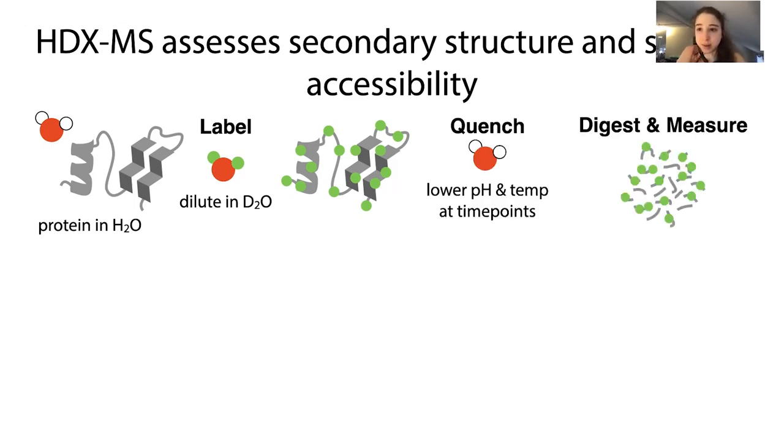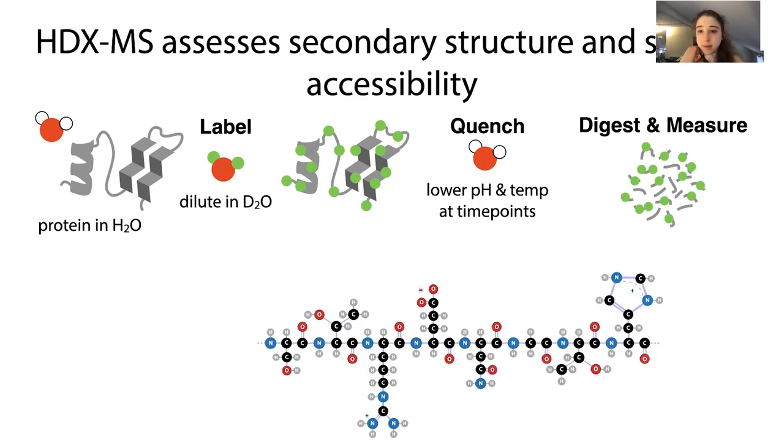And then you do mass spectrometry. So you basically cut up the protein and measure the weight of the pieces. And if they've exchanged their hydrogens in their backbone for deuterium, then they'll weigh more. And you'll see that they took up this deuterium.